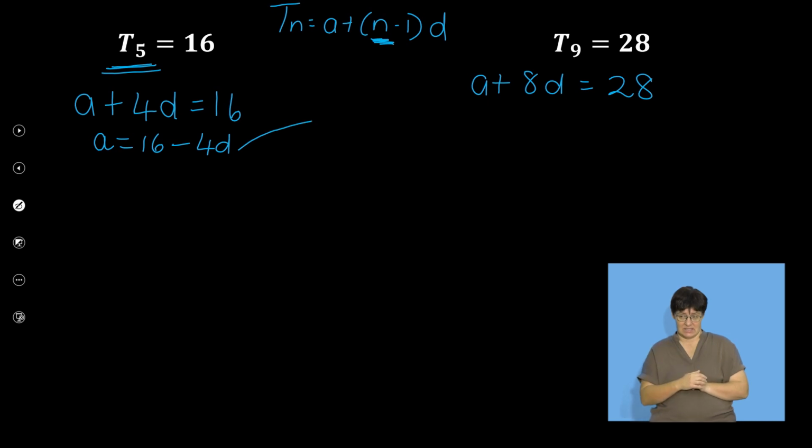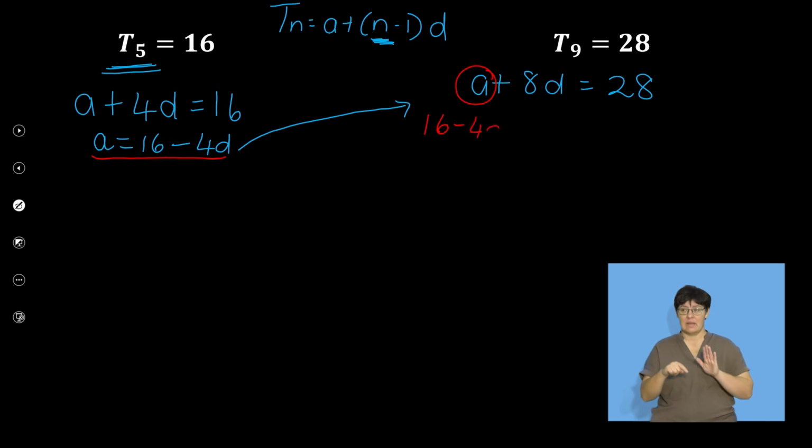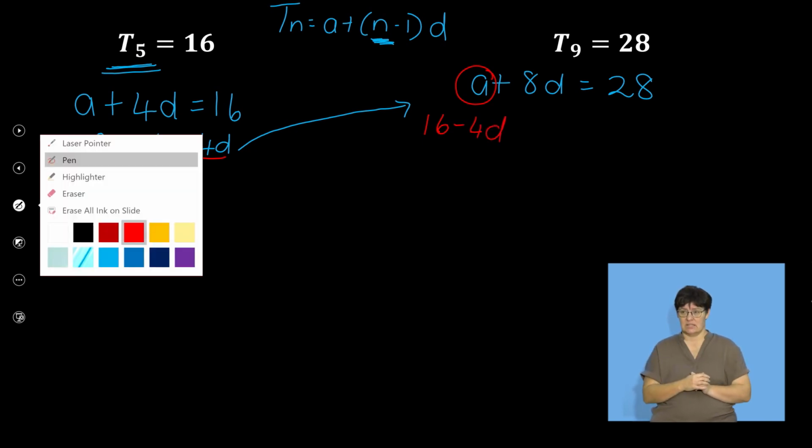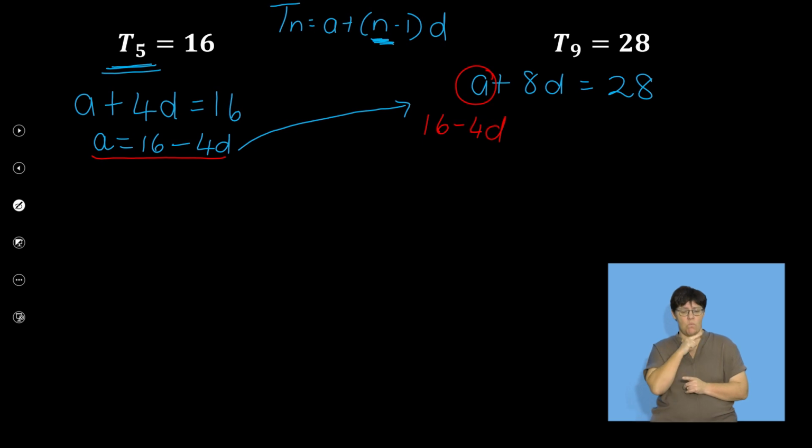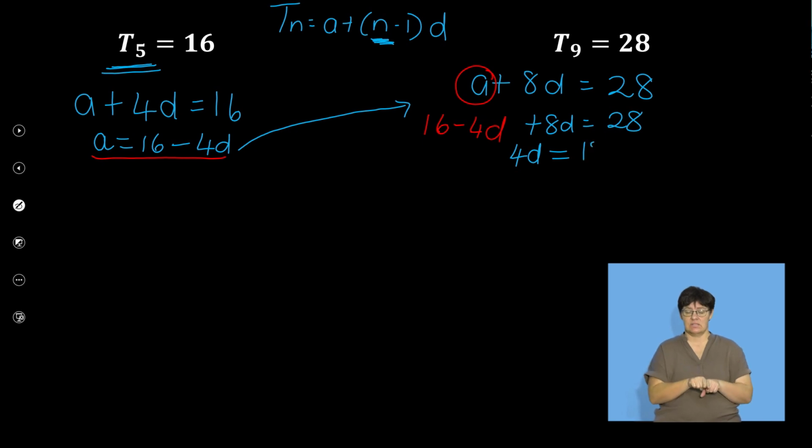I'm then going to substitute this across over here. What I have for my value of A, I'm going to substitute in for this A. So I'm going to have 16 minus 4D. All I've done is replace the A with what I isolated A to be, plus 8D is equal to 28. So I'm going to have that 4D is equal to 12, which means that D is equal to 3.